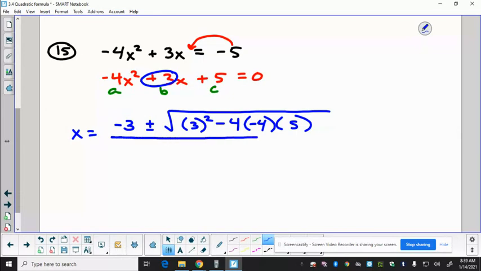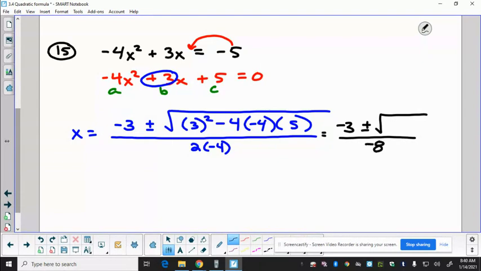Negative 3 plus or minus the discriminant. We'll calculate that in a moment. The denominator is negative 8. Okay, let's take a moment to look at this discriminant. And let's calculate. Okay, so 3 squared is 9. Negative 4 times negative 4 is 16 times 5 is 80. So this is going to be 9 plus 80. That's 89.